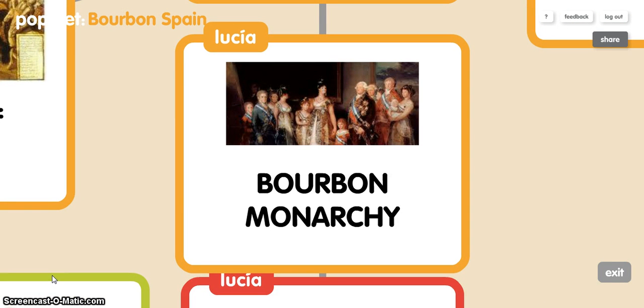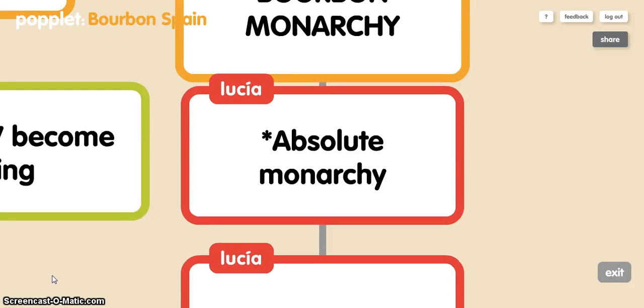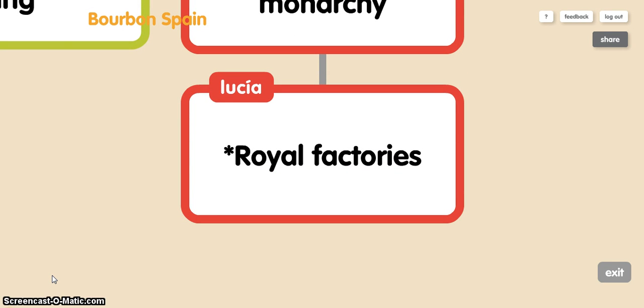Bourbon monarchs. Philip V established an absolute monarchy. In this form of government, the monarch has all the power. During the reigns of Philip V, Charles III and Charles IV, many reforms were introduced. To improve the economy, they created small royal factories and also formed companies to trade with America.